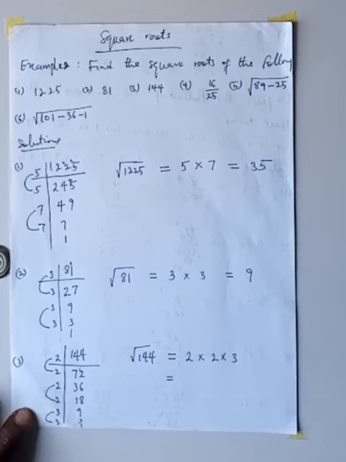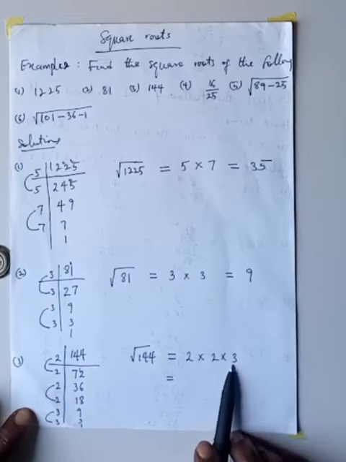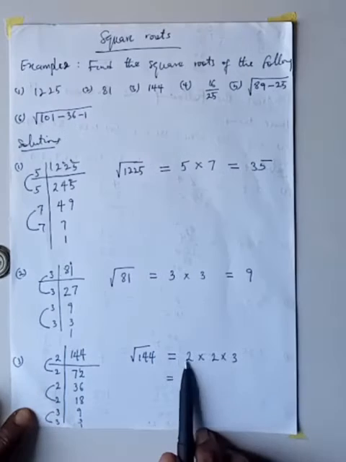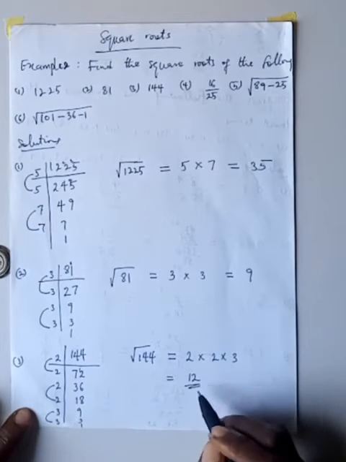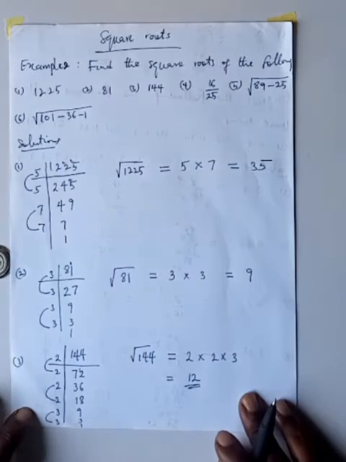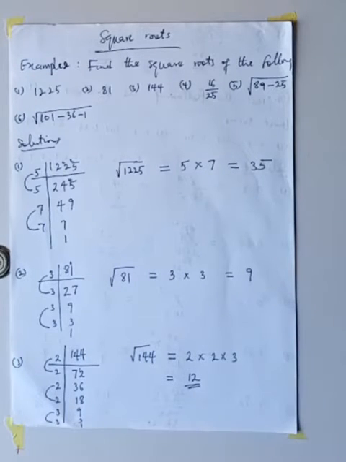So arriving at our answer means I have to multiply everything I have here. 2 times 2 here is 4, and 4 times 3 here gives 12. So square root of 144 here gives the value of 12.